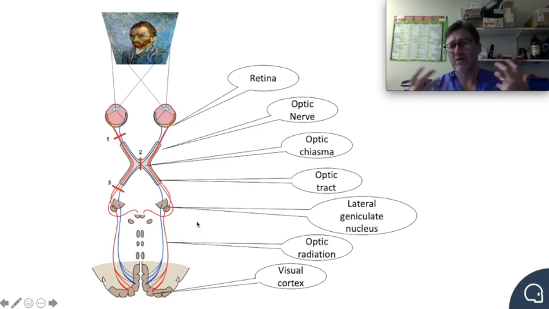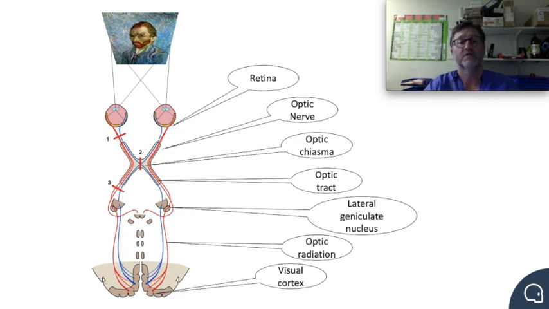So why are we teaching this? Well, again, we're teaching how to be doctors rather than pure anatomists. And if you understand this pathway, then when patients present with different patterns of sight loss, you can work out where the injury or the disease process may be. So let's look at that in slightly more detail.